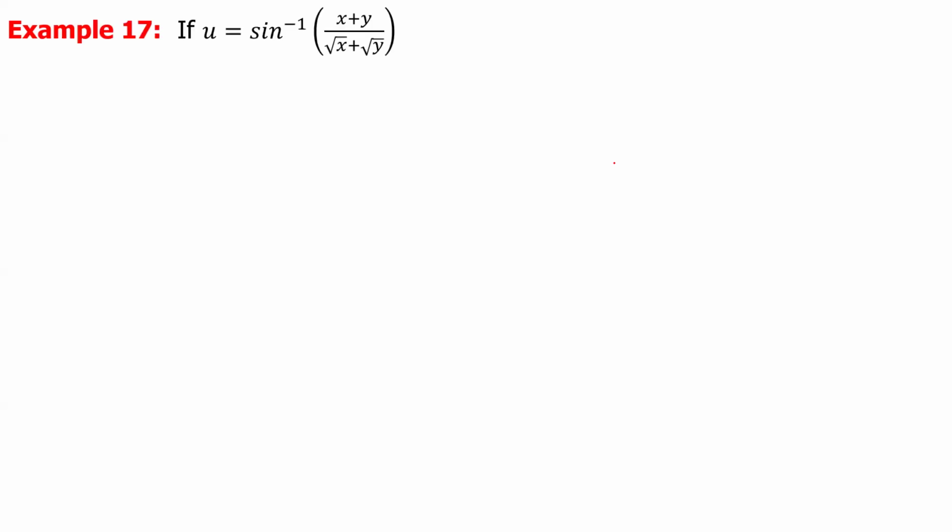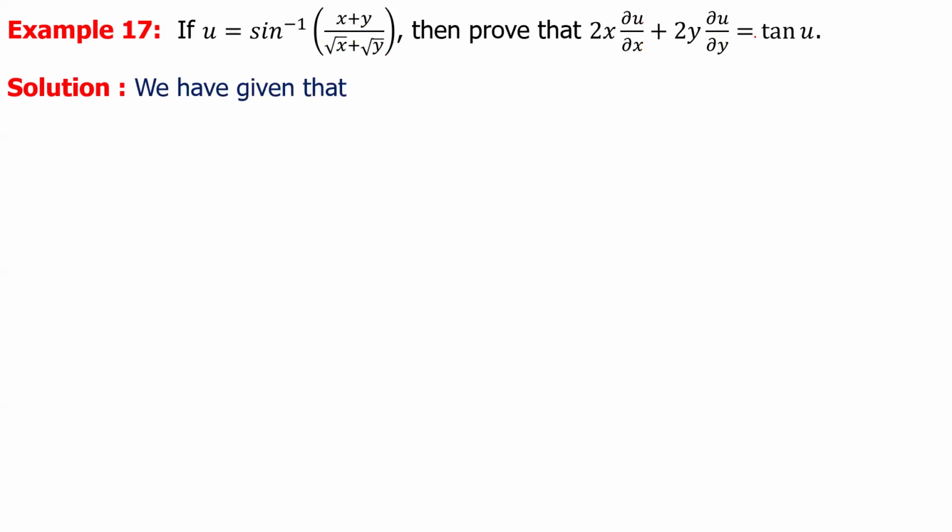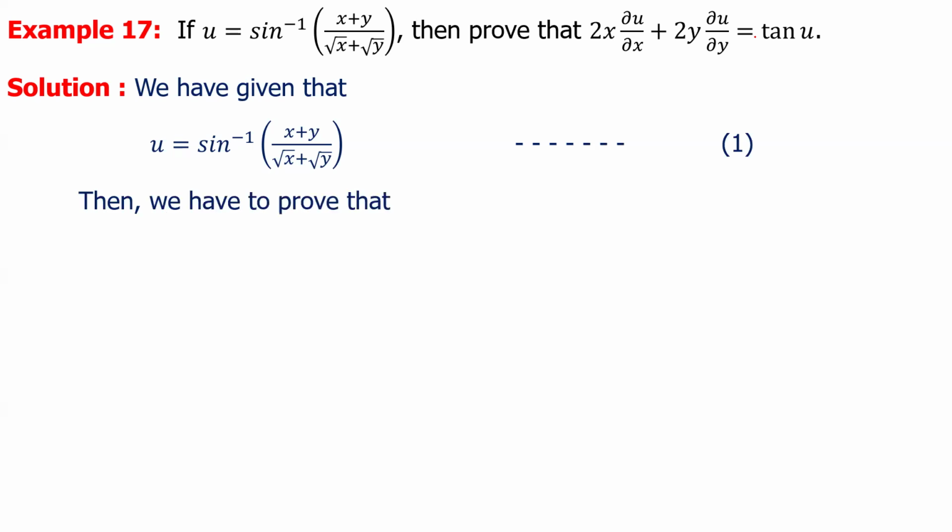In this lecture, we solve the question: if u is equal to sine inverse of (x plus y) upon (root x plus root y), then prove that 2x del u del x plus 2y del u del y is equal to 10u. We have been given that the function u is equal to sine inverse of (x plus y) upon (root x plus root y). Let us give it equation number 1. Then we have to prove that 2 times x del u del x plus 2y del u del y is equal to 10u.